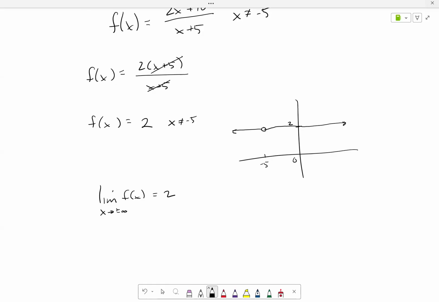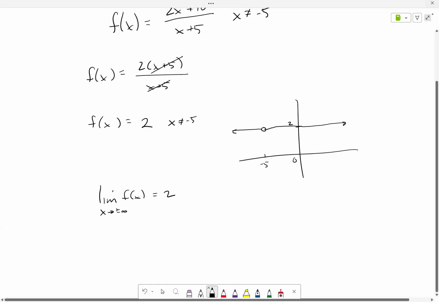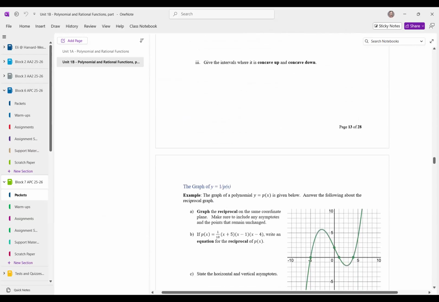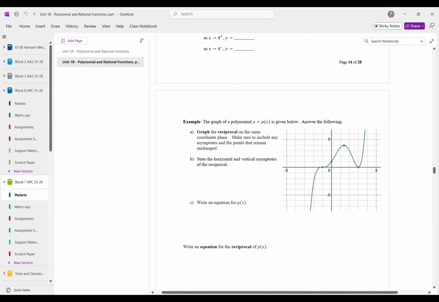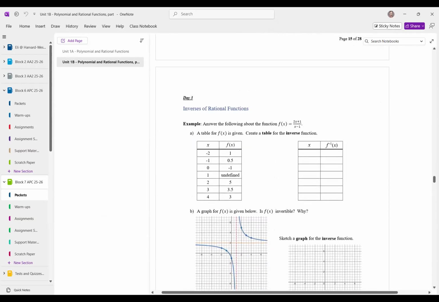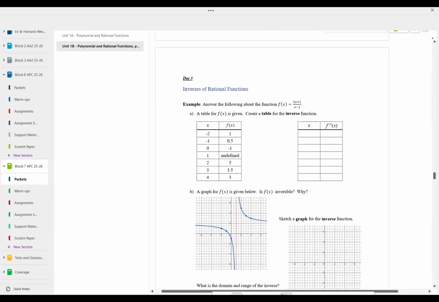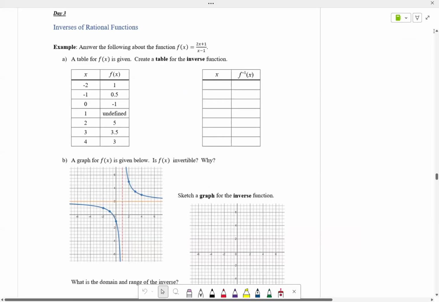Okay, we're actually going to do some work in the packet today. So go to day 3 in the packet, please. Day 3. We're not going to be doing any of these tables, though. Day 3. I don't know what page it is, actually.